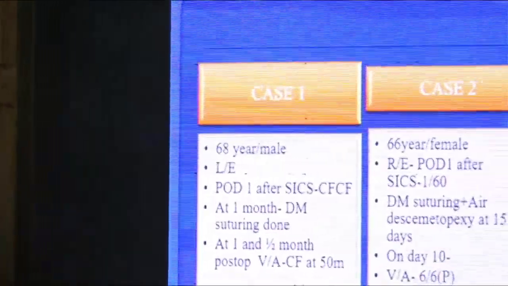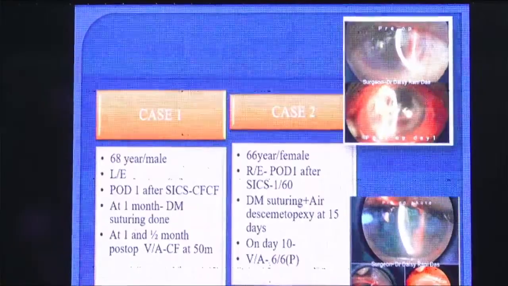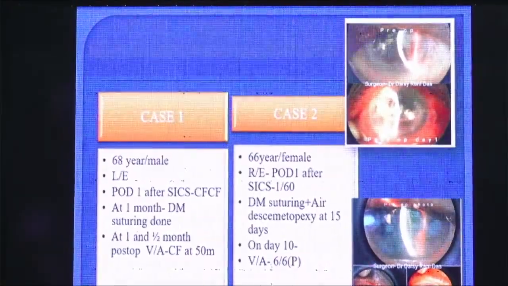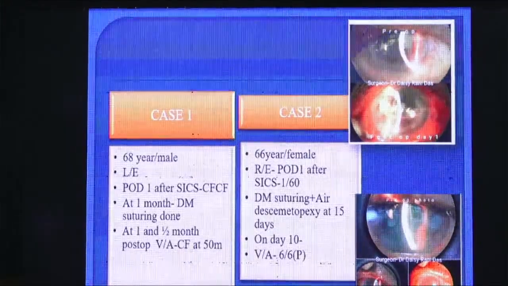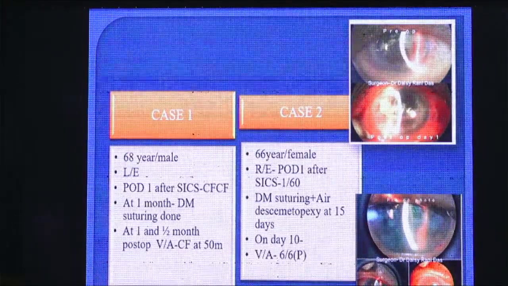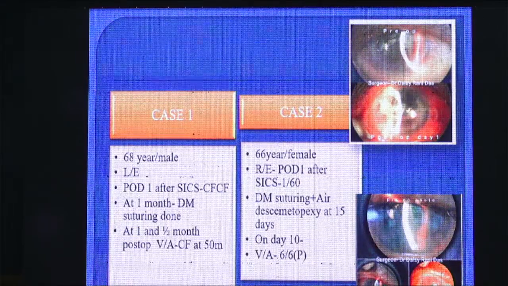Case 1 was a 68-year-old male coming with complaints of POD1 vision after SICS to be counting fingers close to face. Conservative management was given for this patient. However, at 1 month, DM suturing was done. A full thickness DM suture was placed. At 1.5 months, his post-op vision, however, was counting fingers close to face, and the cornea went into decompensation.